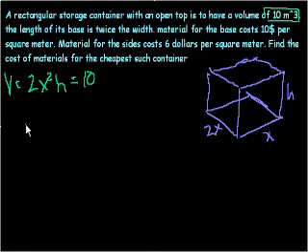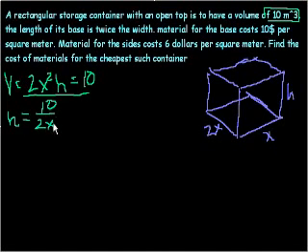Let's divide both sides by 2x squared. And so what do we get? If we take this equation, we divide both sides by 2x squared, we get h is equal to 10 over 2x squared, which is equal to 5x to the minus 2 power. That is h. We were able to solve that because they gave us a constraint on the volume of the box.